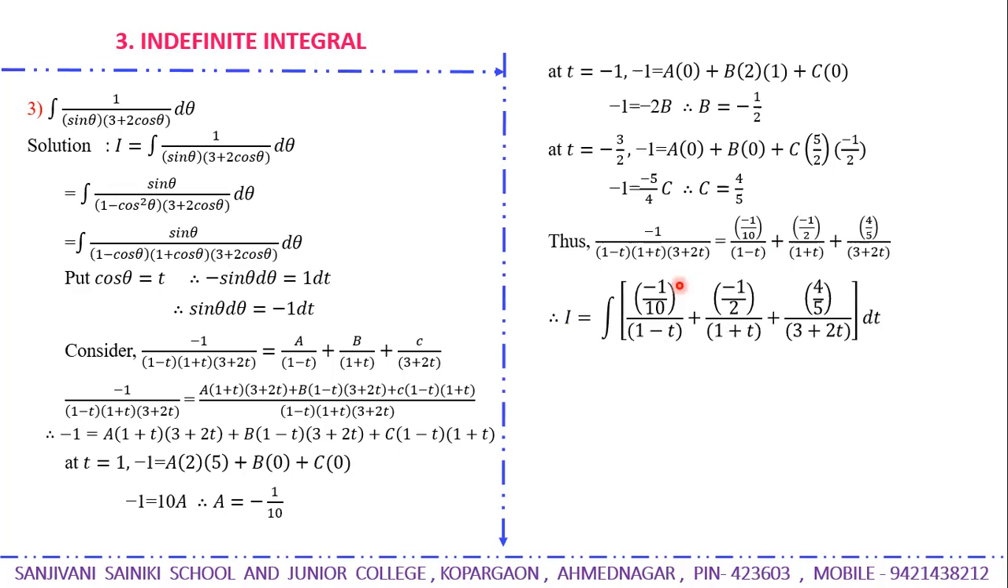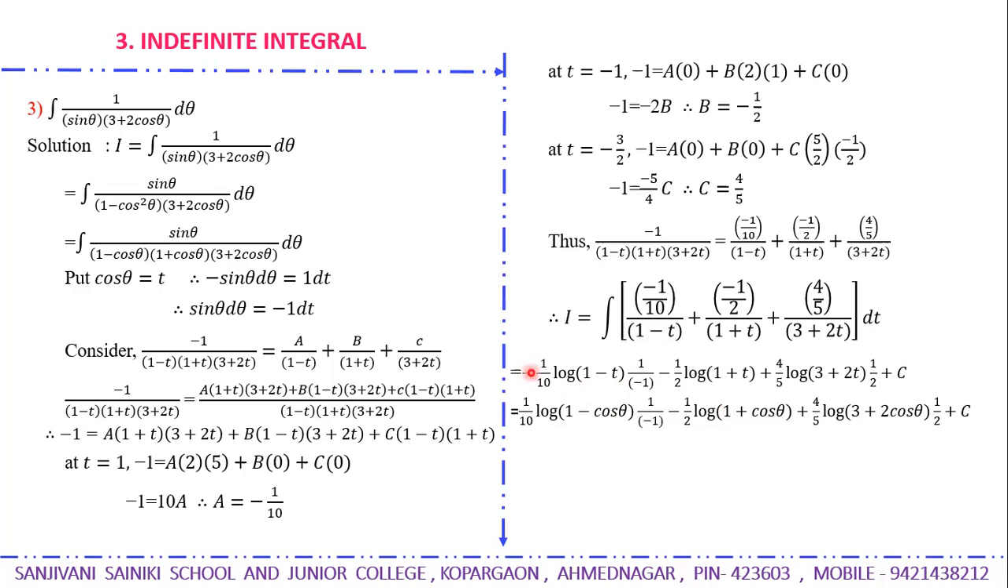Now take its integral. After taking the integral, you will get minus 1 upon 10 log of 1 minus t, divided by minus 1, because here the coefficient of t is minus 1. Now here the coefficient of t is 2, so we have to divide the integral by 2. Here the coefficient of t is 1, so no need to divide. Then what is t? The t is cos theta. So put that value of cos theta here. This is our final answer.